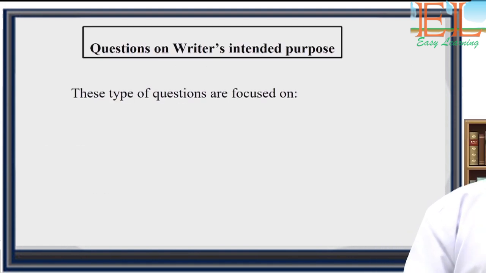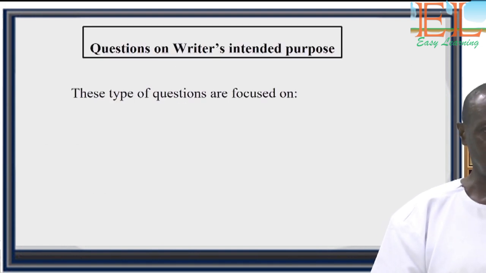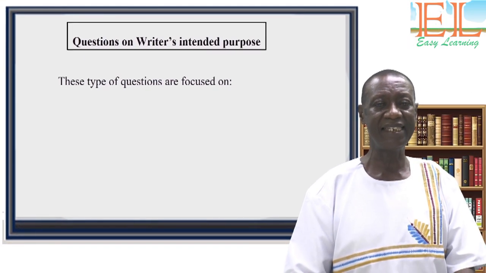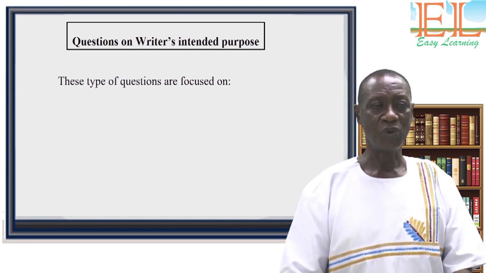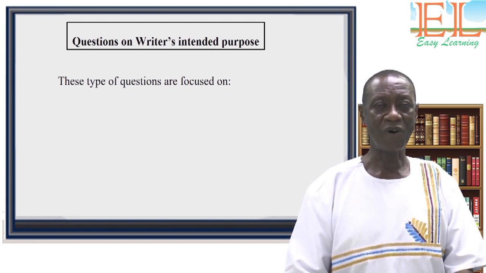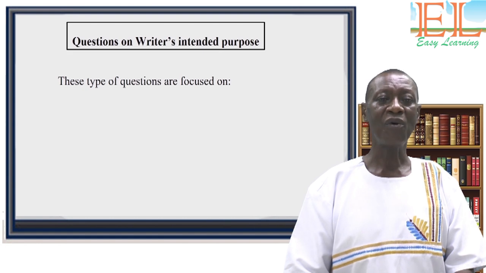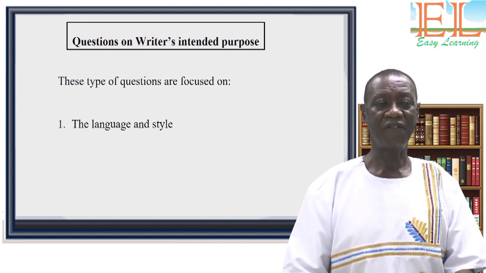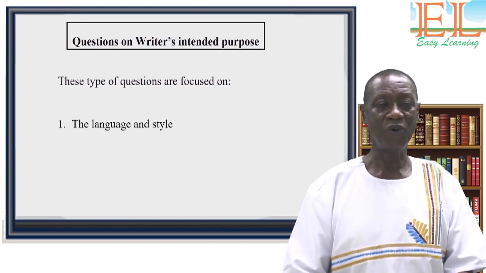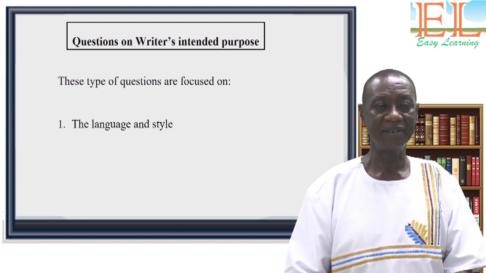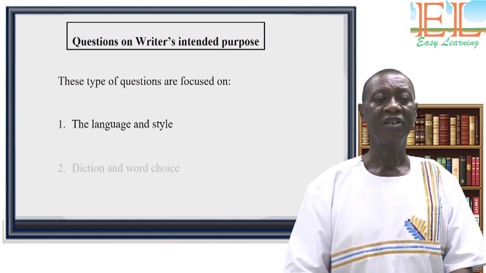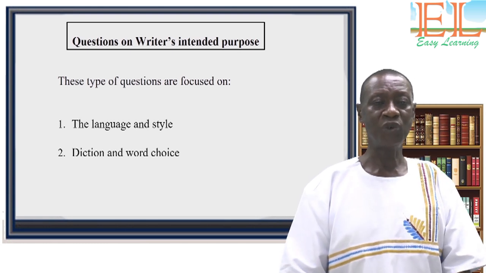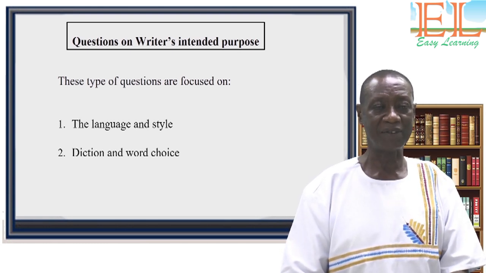Now look at another thing we are going to focus on. Questions on the writer's intended purpose. What does he intend to do? These types of questions are focused on, one, the language and the style of the author. So what is the language? Is the language flowery? Is the language full of proverbs and other things? Then, diction and word choice is also very important. Every author chooses particular words to suit a particular passage.